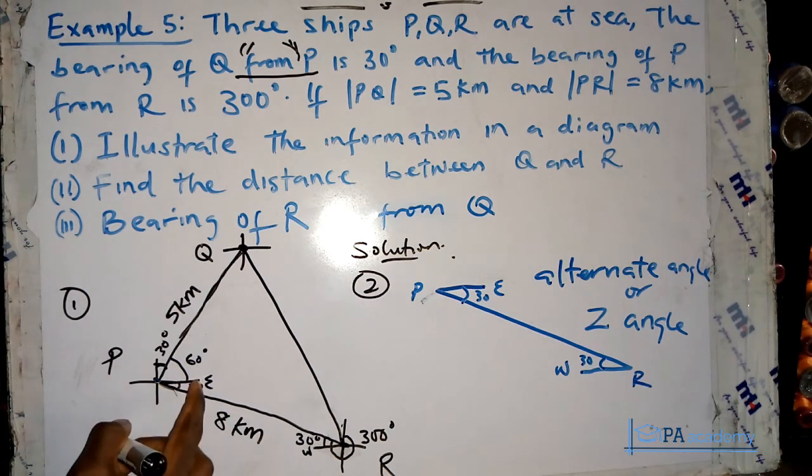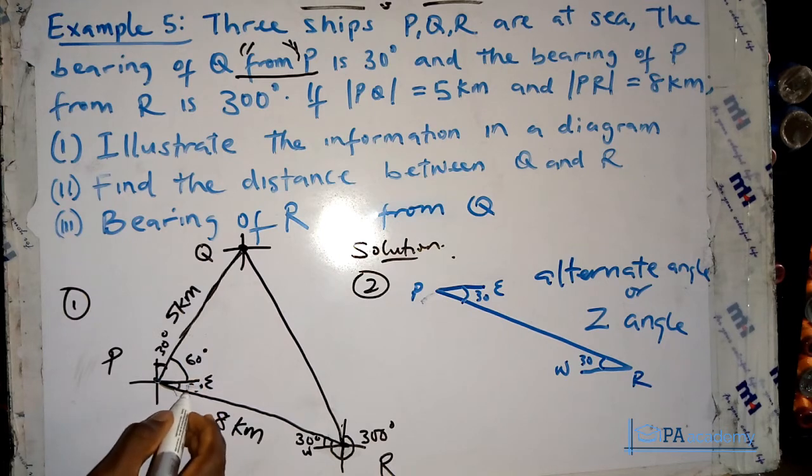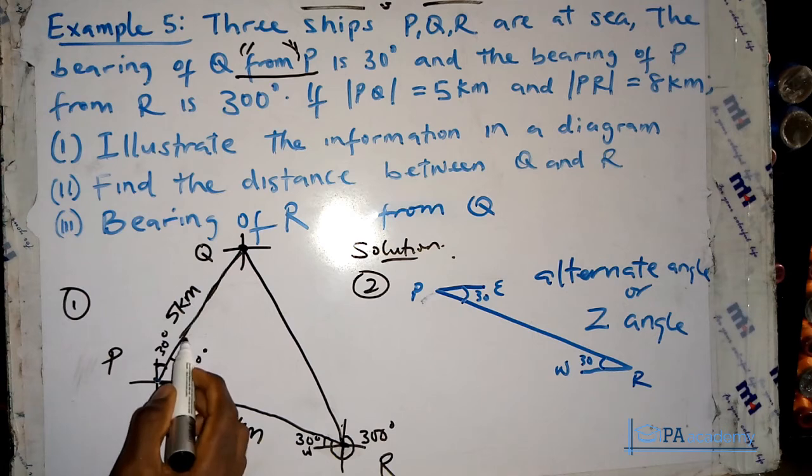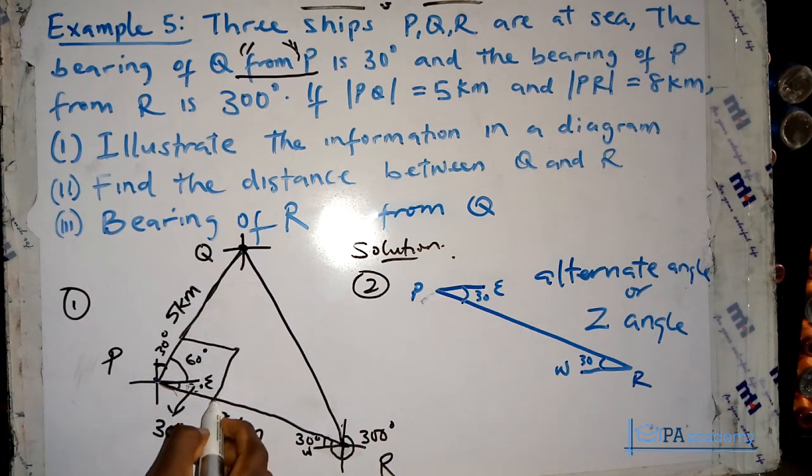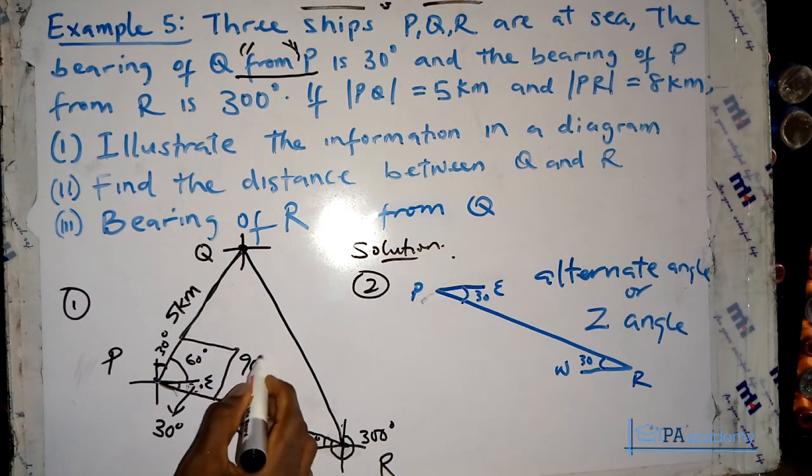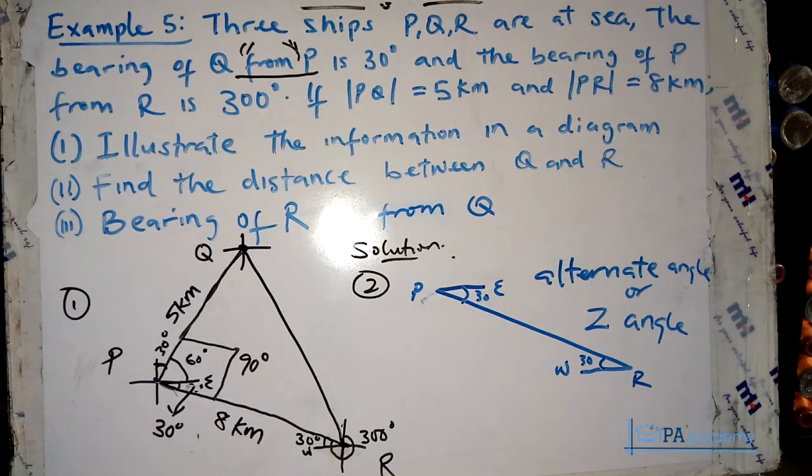Let me write it out, it is also 30 degrees. What I'm trying to do is establish something, so just follow along. We have 30 degrees here and 60 degrees here. So 30 plus 60 gives us 90 degrees. That means this point here is a right angle. So we've been able to get one angle to be 90 degrees. Let me clean this.